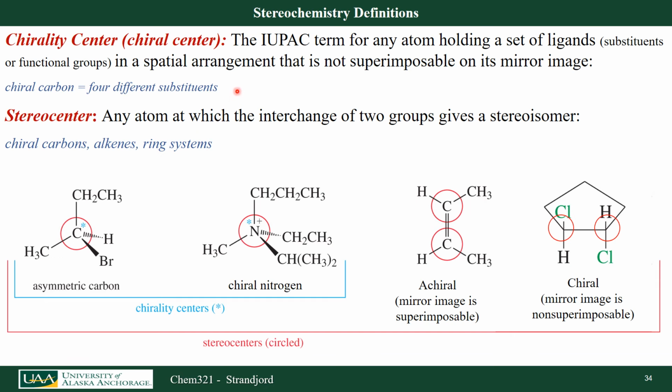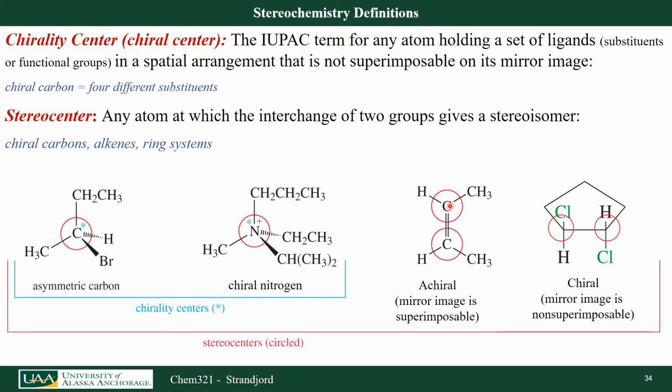So chiral centers, okay? Chiral centers include both my carbon-based asymmetric carbon, but I could have a nitrogen-based chiral center also. So these are chiral centers. This is an asymmetric carbon. This is an asymmetric nitrogen, because I have 4 different things attached to this carbon. I have 4 different things attached to this carbon.